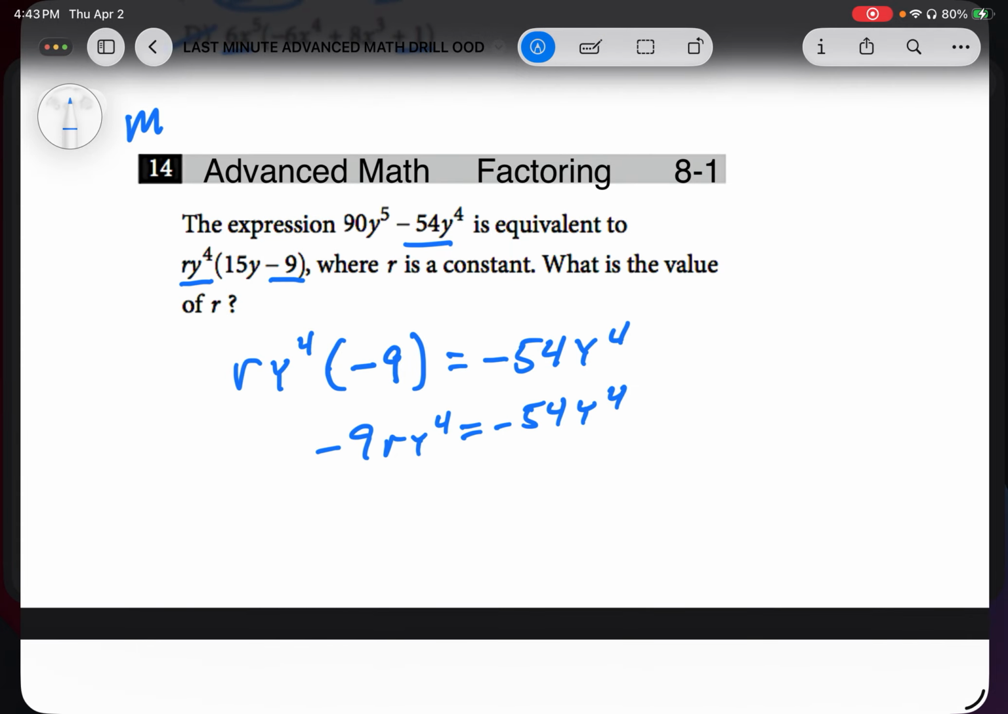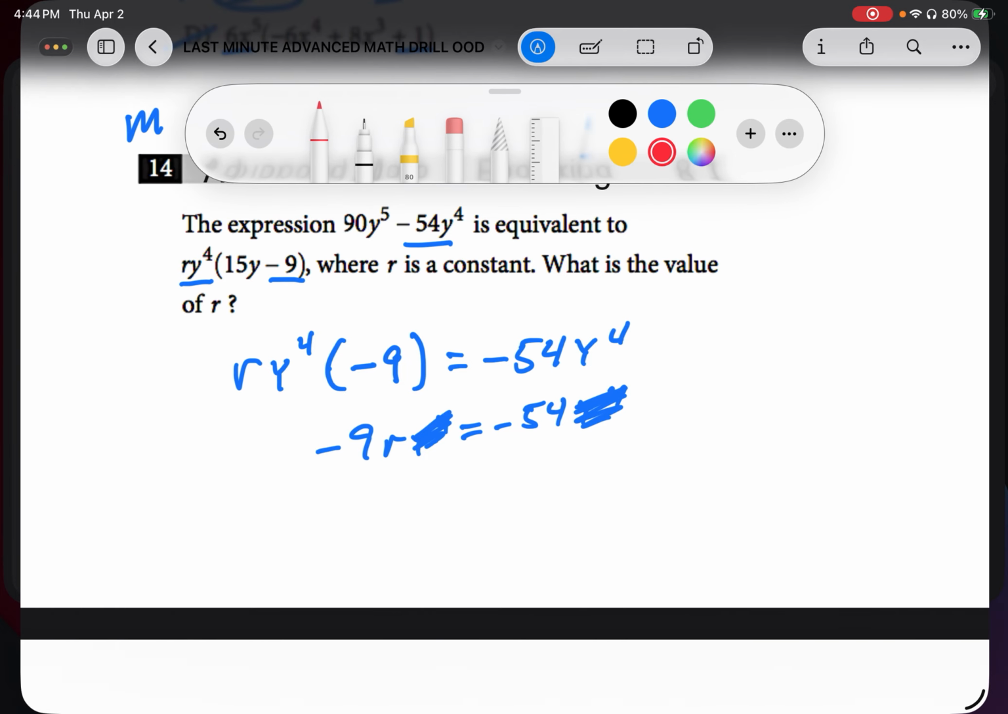So if we want to solve, what can we do? We divide both sides by y to the fourth power, so that would disappear, and this would disappear. Now I just have a negative 9r equals a negative 54. How do we solve for this? If I divided both sides by a negative 9, I think you guys got this. So therefore, r is going to equal, what is 54 divided by 9? Because it'll wind up being a positive. What is a negative divided by a negative? It is going to equal 6. So 6 is the answer to this question.